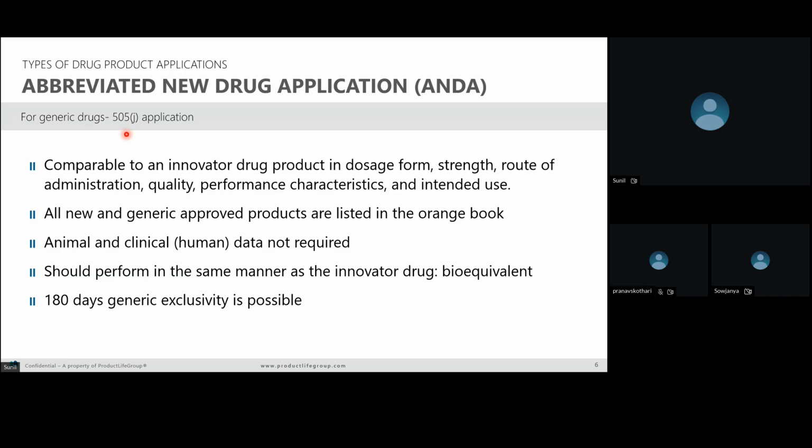So this is how the difference between a bioequivalent and therapeutic equivalent is.